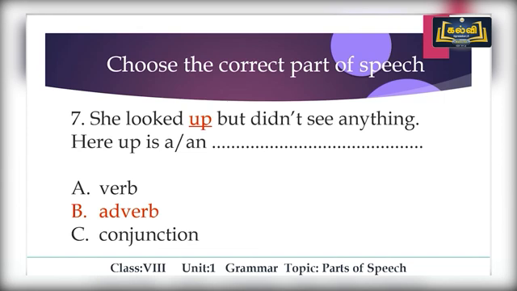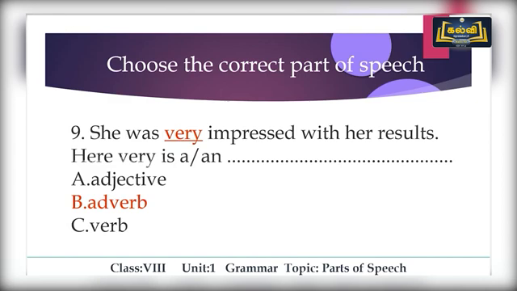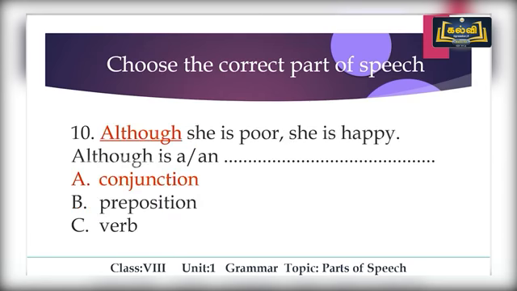She looked up. Up mentions about looking. So it is adverb. Look is the verb and it mentions about that. That was a difficult question. Here, difficult is an additional information about question. So it is adjective. She was very impressed. So impressed, very impressed is an adverb. Although is a conjunction which joins two sentences. Although she is poor, she is happy.